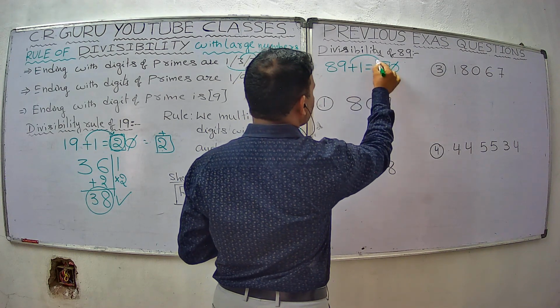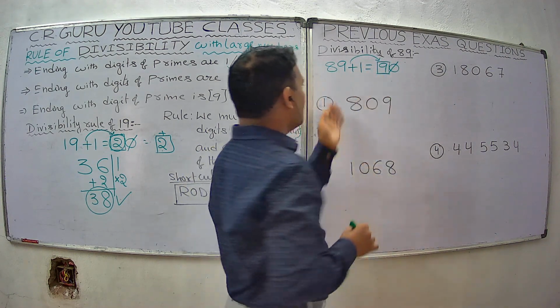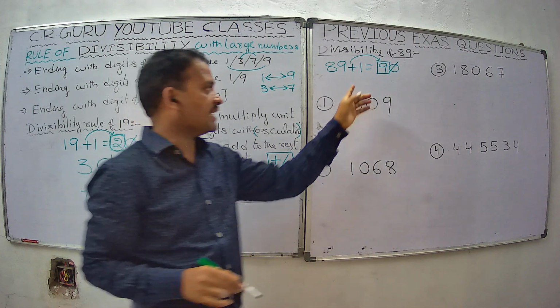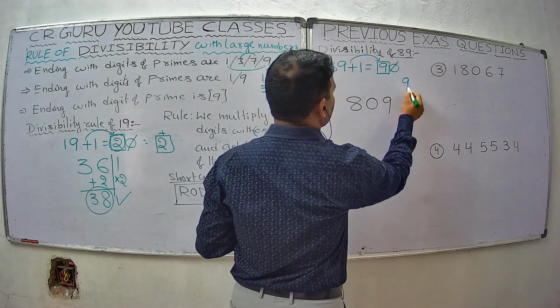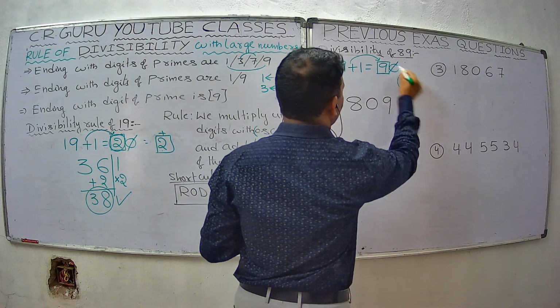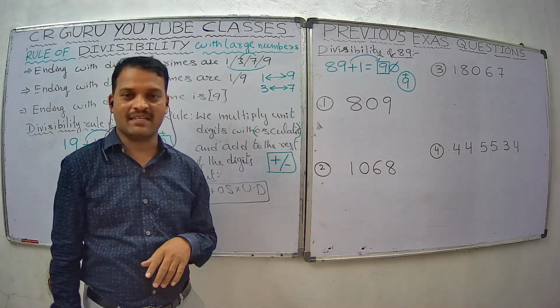This is called here 89 plus 1. If it is added with 1, you will get 90. So that's why this is called as oscillator is 9 plus, my dear friends.